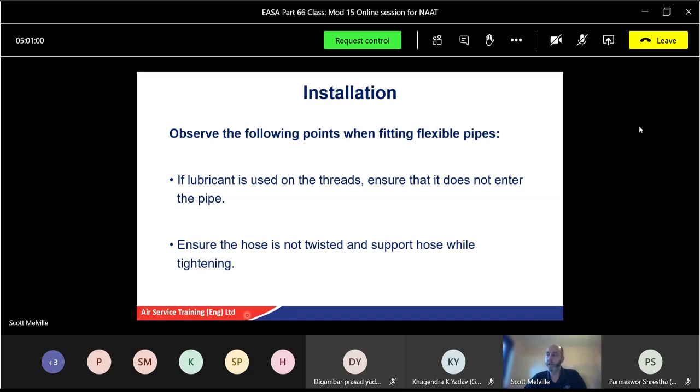Ensure the hose is not twisted and support the hose while tightening. It could be quite a large hose, so as you're tightening the nut up, also use the two spanner method. But the best thing to do, if you're fitting a flexible hose, put both ends on, loosely fit them, make sure you've got orientation. Once you've got orientation correct, those lines on the pipe can also help show you if there's twisting or not twisting. But always best to loosely fit everything first. Don't tighten one end and then try and tighten the other end. Loosely fit, get the position, and then maybe finger tight and then finish off with the correct spanner.